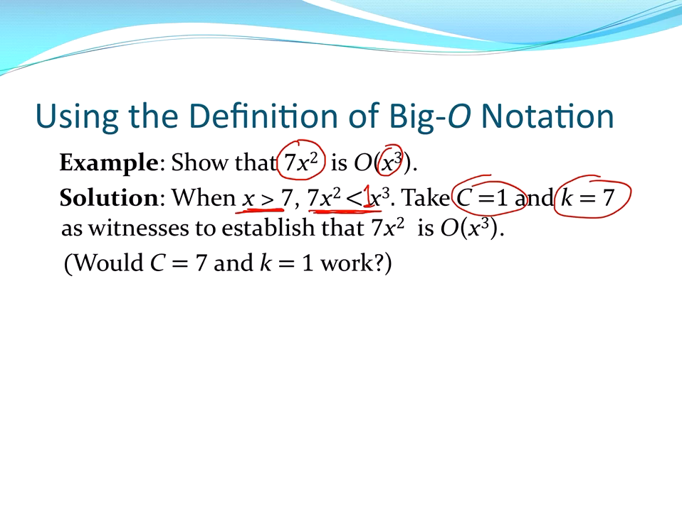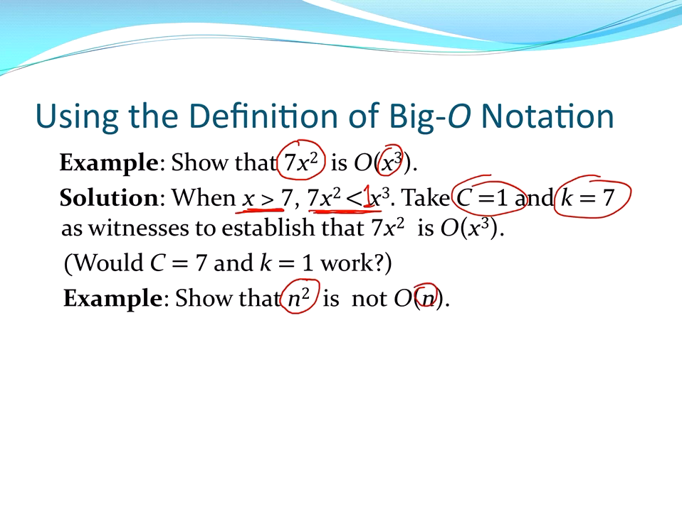All right, I want to use it a different way. Now I want to use the definition to show that something is not big O of another function. Here we have n squared, and I'm going to show that it is not big O of n. Clearly n squared grows faster than n, but perhaps there's a constant multiplied by n which would allow it to be faster than n squared. Well, we'll show that that's not the case.